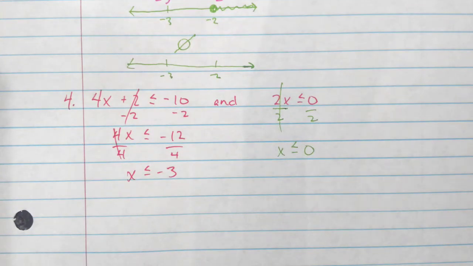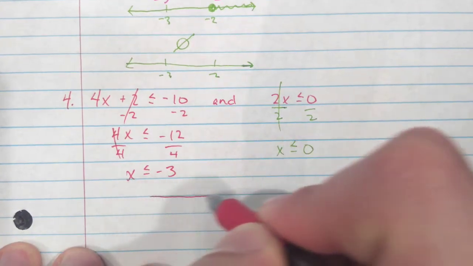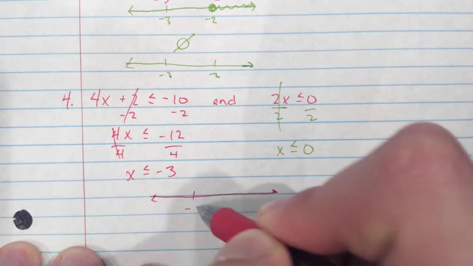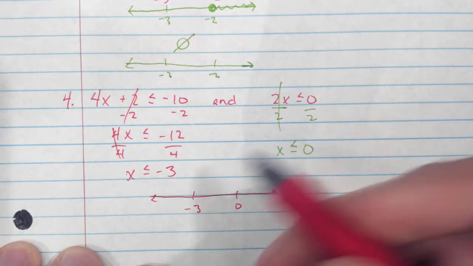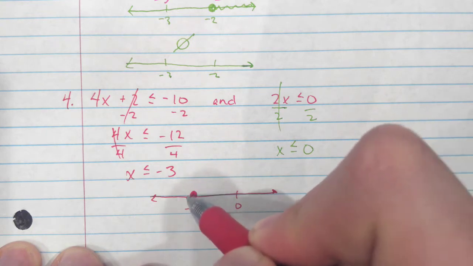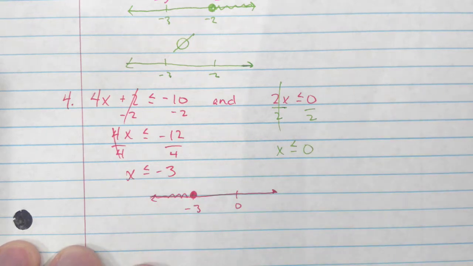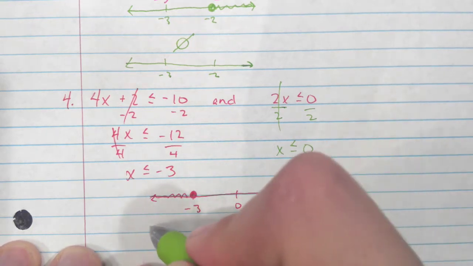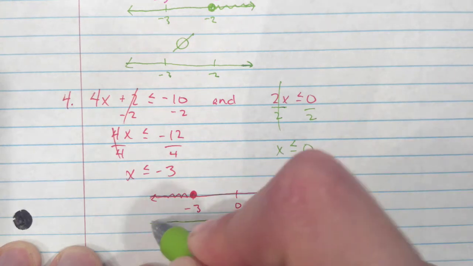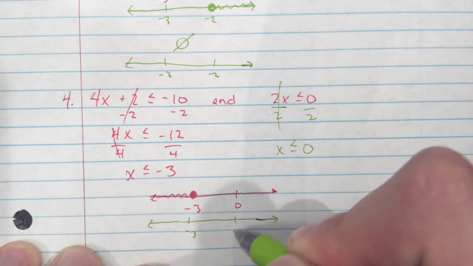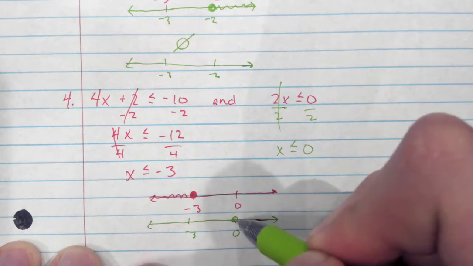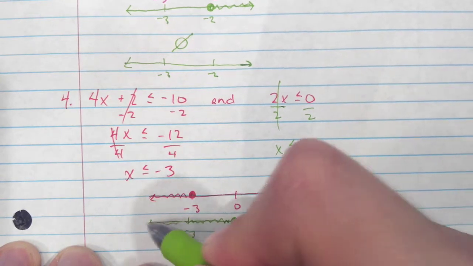Okay, so let's graph both of our solutions. On a number line, negative 3 would be to the left of 0. My first solution would be a closed circle on negative 3 and shaded to the left. My green solution still has negative 3 and 0 on it. It would be a closed circle on 0 and shaded to the left.